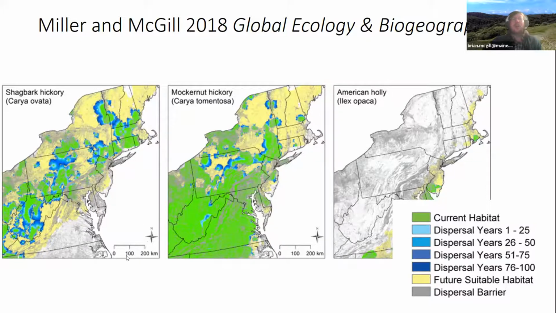But they're not appearing to be dispersal limited. They're not jumping to the climate immediately, but they're also not dispersal limited. It seems as if they're going to get there to the climate.